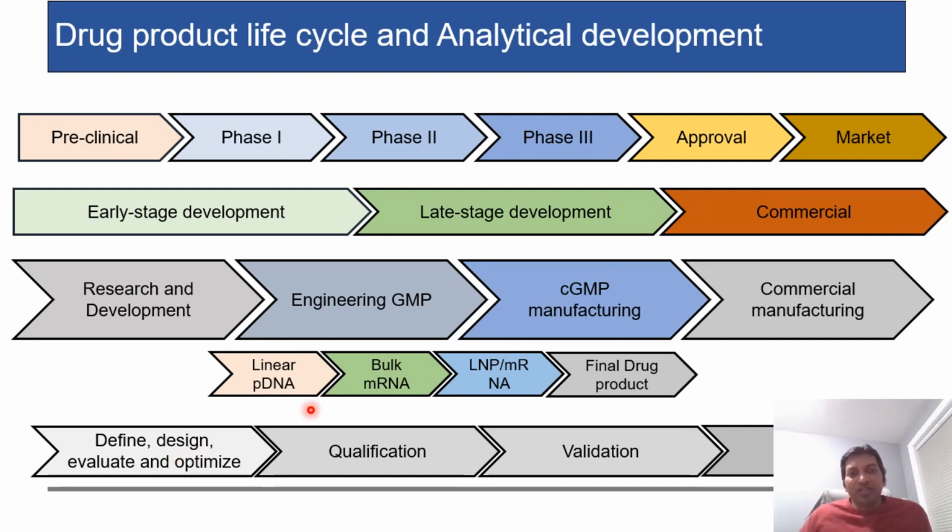So the primary steps would be research and development. You create this linear pDNA, and you manufacture this bulk mRNA, and then you create this delivery molecule with the lipid nanoparticle and mRNA, and your final drug product should be good to go, and you should be able to characterize it.